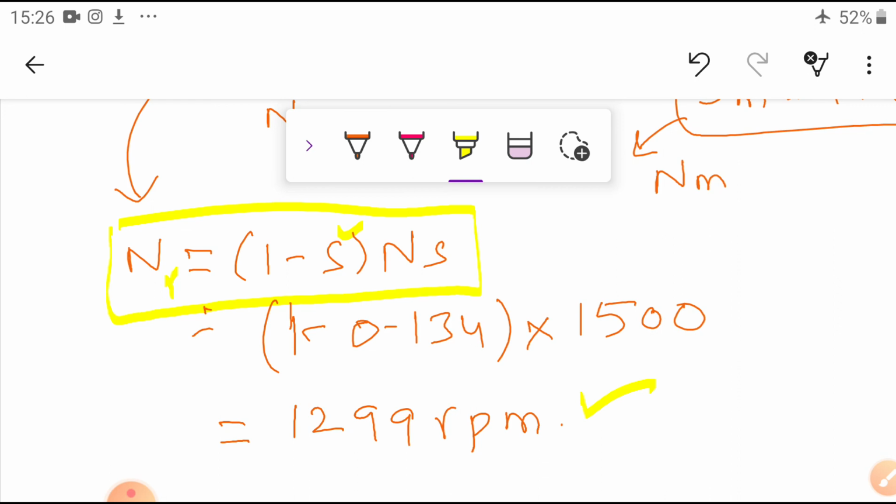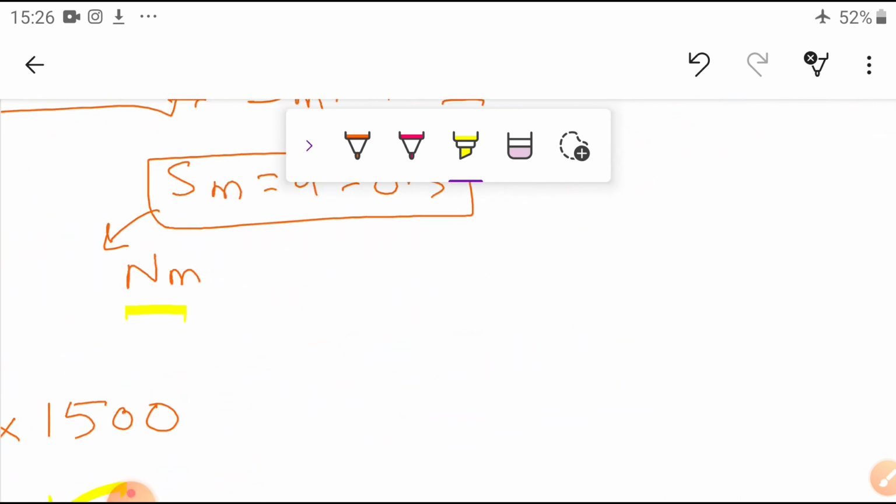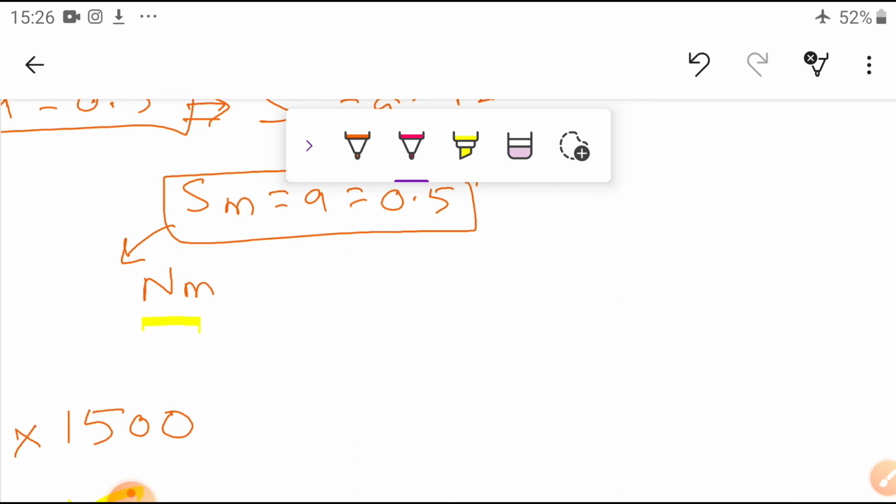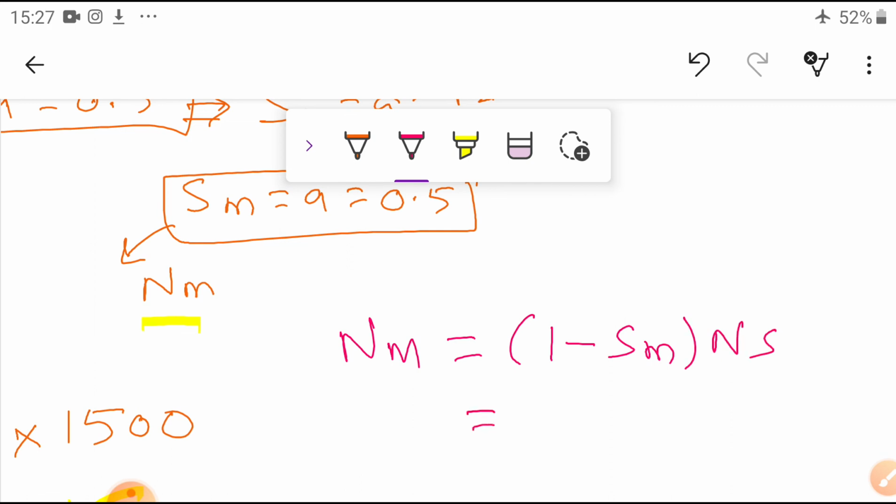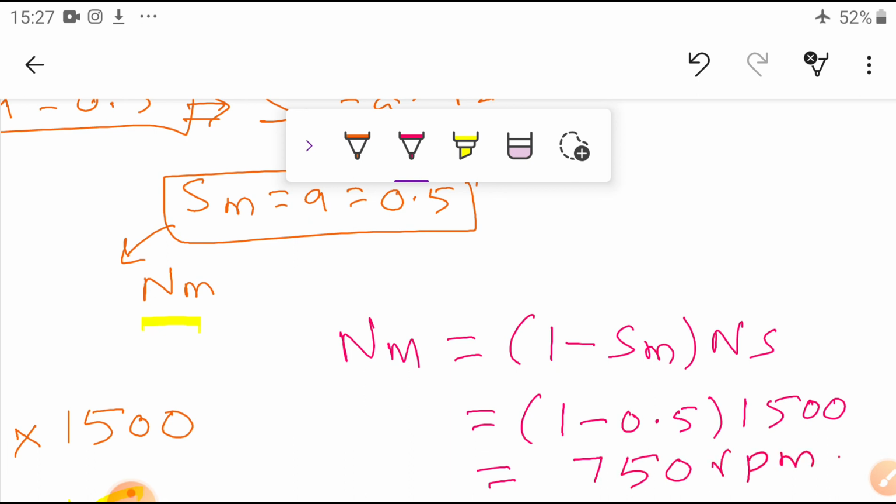Okay, now the speed at which the maximum torque occurs is required here. Simply substitute here. So N m is equal to 1 minus maximum slip S m, into N s. That is equal to 1 minus 0.5, into 1500 rpm. Simplifying, I am going to get 750 rpm. So this is the answer.